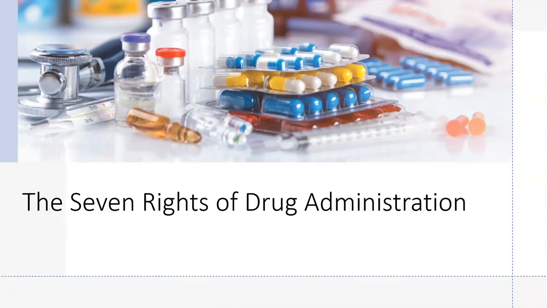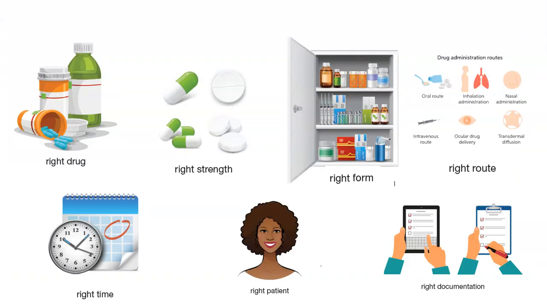Okay, so when we administer drugs, there are things that we want to keep in mind. These are known as the 7 rights of drug administration. And if you're always thinking about these 7 rights, then we're going to keep our patients safer. This helps avoid errors. So, right drug. Are we picking the right drug? And that includes, do we have the right form?